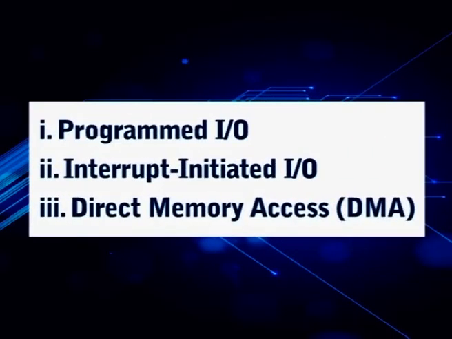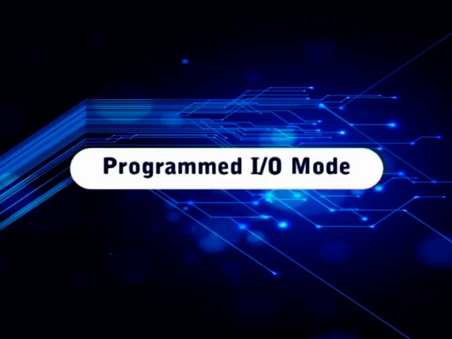The data transfer can be handled by various modes. Some of the modes use the CPU as an intermediate path, others transfer the data directly to and from the memory unit, and this can be handled in three ways. Number one is programmed input output, number two is interrupt initiated input output, and number three is direct memory access, DMA. Now let us discuss programmed input output mode.